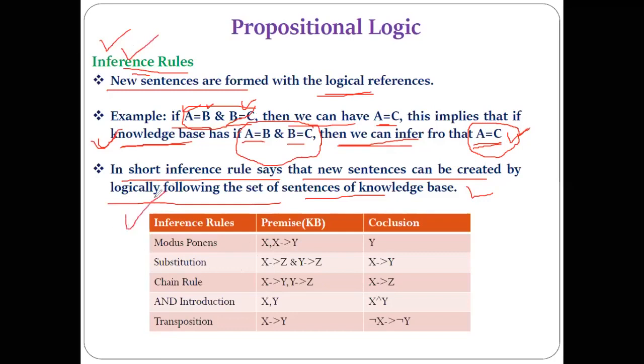So there are some rules of inference in propositional logic, and they have names. For example, we have modus ponens. The modus ponens inference rule is like this: X comma X implies Y. These X and Y are nothing but propositional symbols present in the knowledge base. You can see here, the second column is Premise, in brackets, knowledge base. Premise means these are the propositions present in the knowledge base. When will this kind of proposition be present in the knowledge base? When we represent real world facts using propositional symbols. Yes or no?